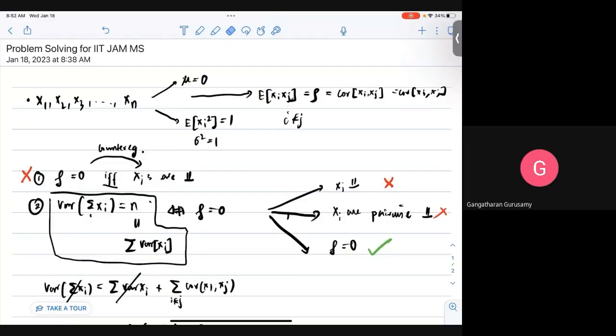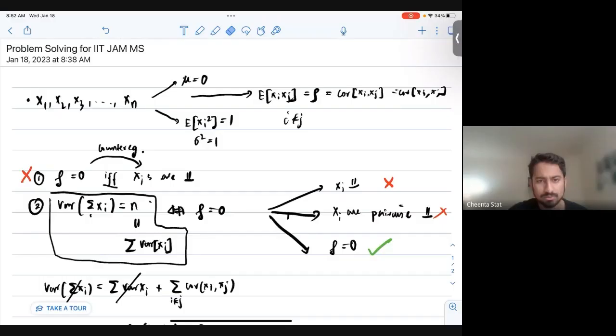I want the second option, sir. A counter example for the second option. Yes, sir. All the options are equivalent to one counter example: rho is equal to 0 does not imply xi are independent. That's the counter example; all of them have the same counter example. The correlation between xi and xj being equal to 0 does not imply xi and xj are independent.